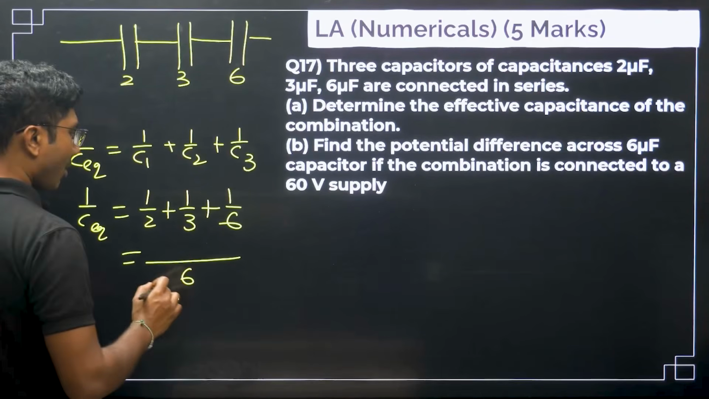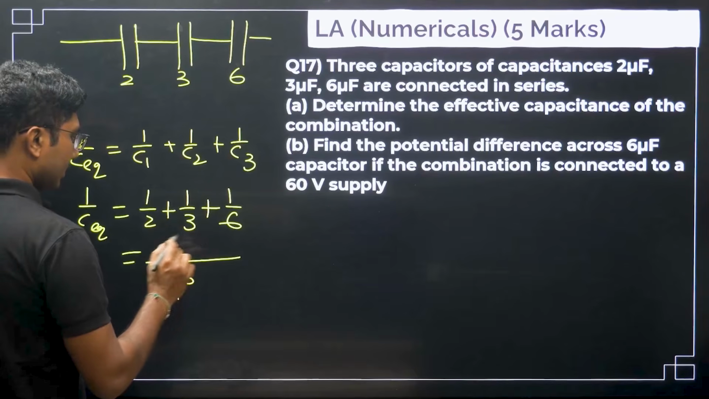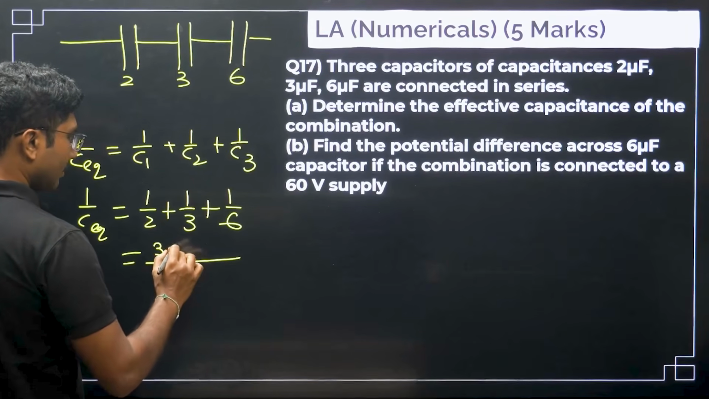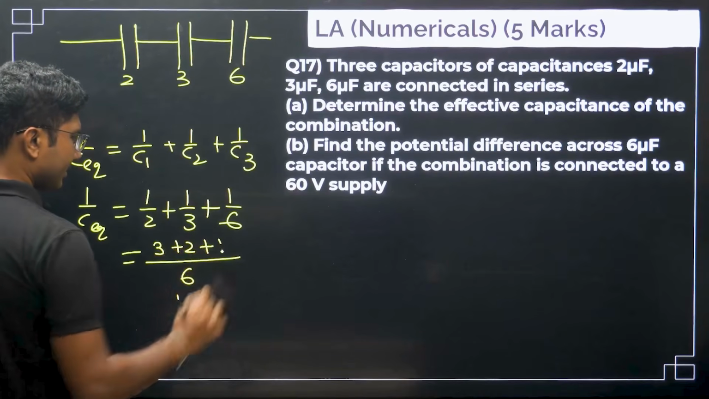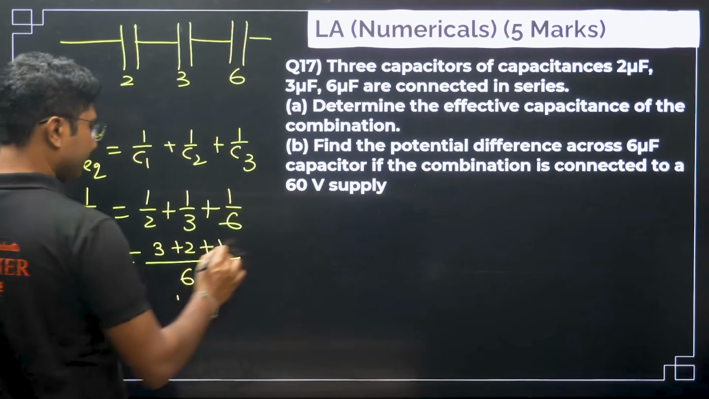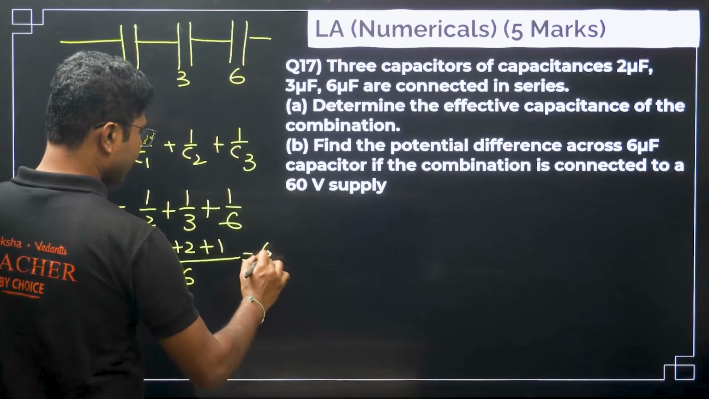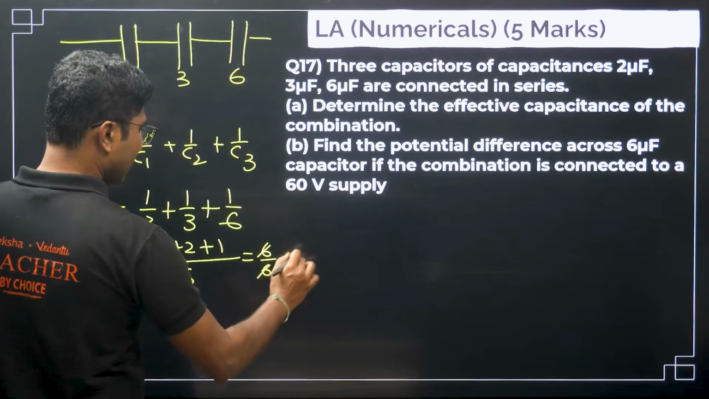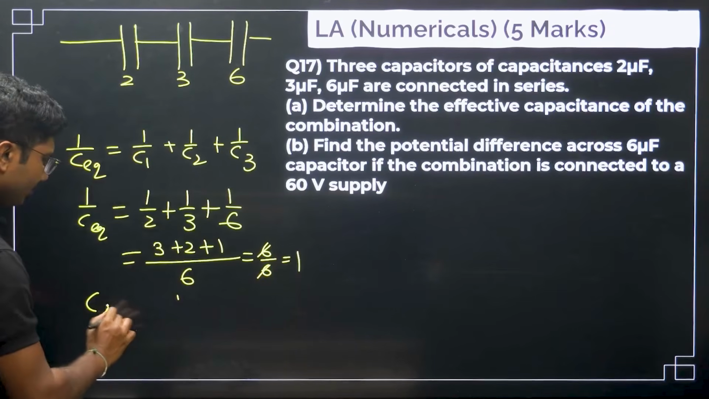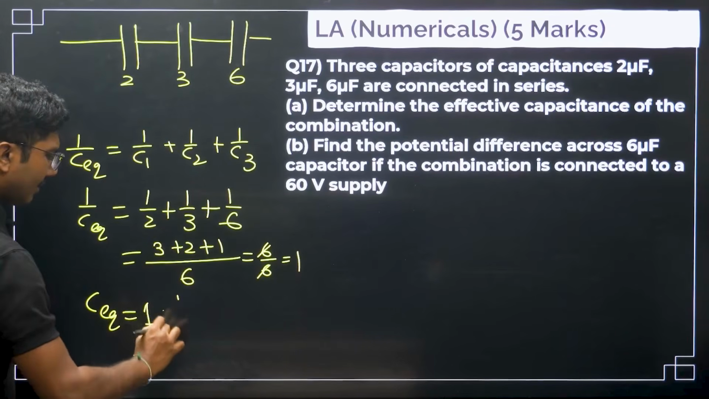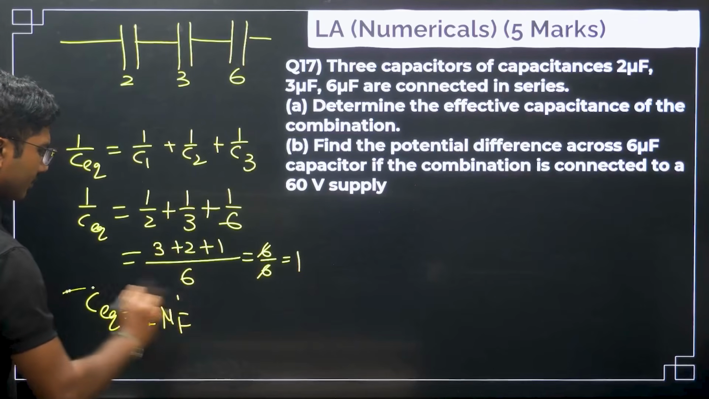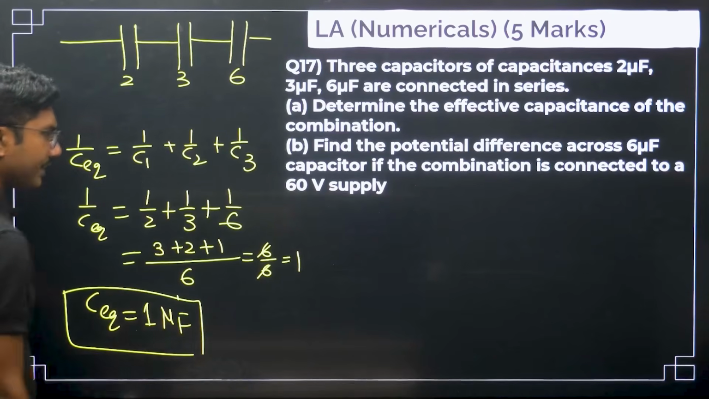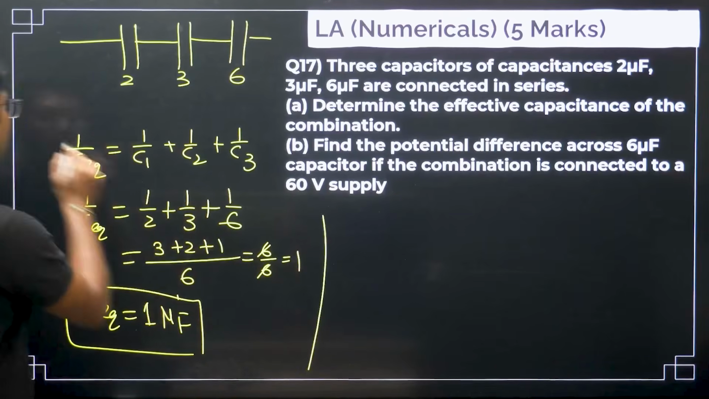So 6 is common, and we get 3 2s are 6 plus 3 2s are 6 plus 6 1s are 6. So there will be 6 by 6 is equal to 1. So C equivalent equals 1 microfarad. Very, very important, you have to add the unit at the end.